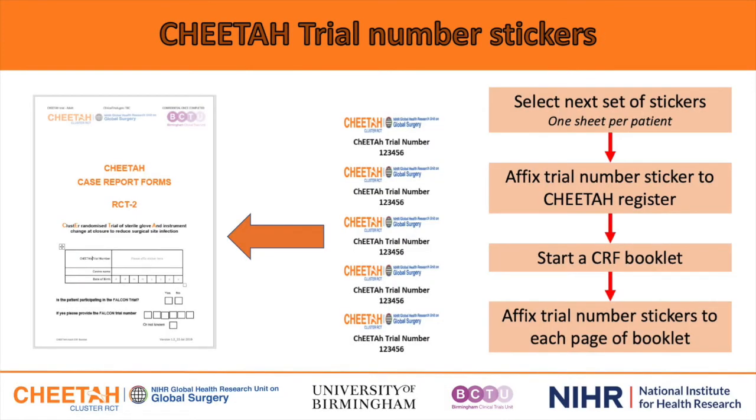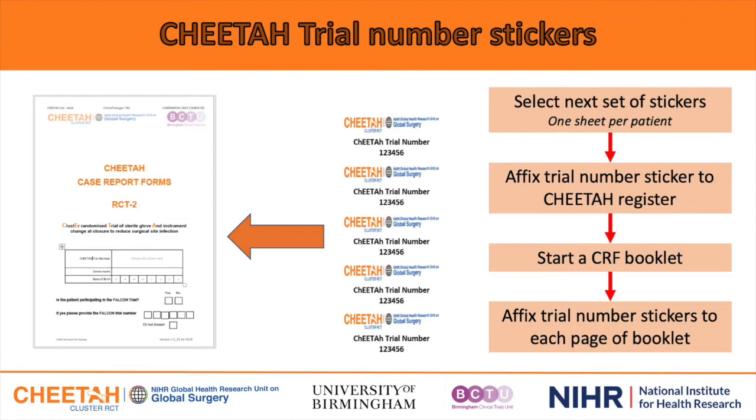Firstly, select the next set of CHEETAH trial number stickers. There should be one sheet of unique numbers per patient, so one single sheet of the same number per patient. Affix a trial number sticker to the CHEETAH register. If you remember, there's a final column on the CHEETAH register for the patient trial number sticker.